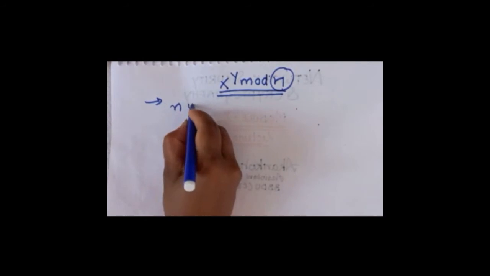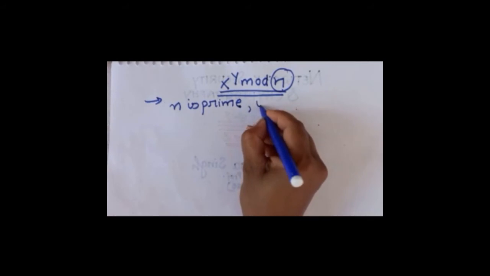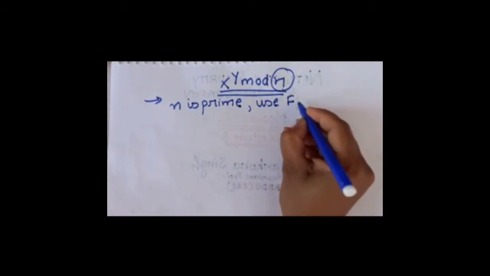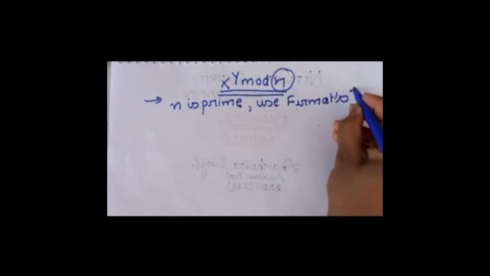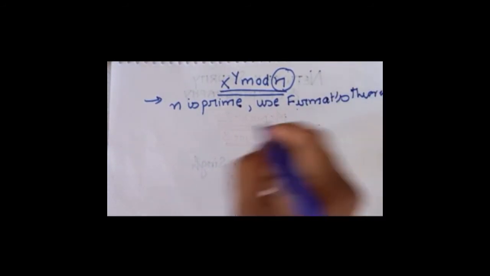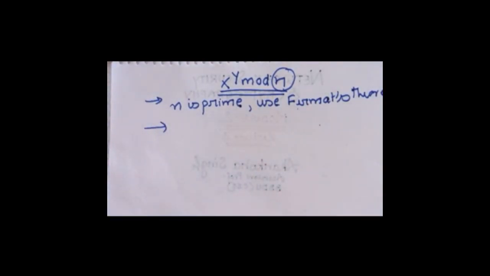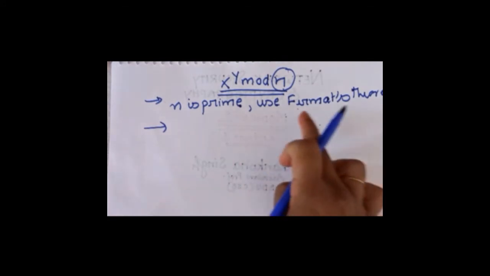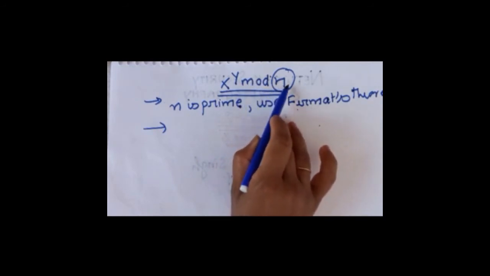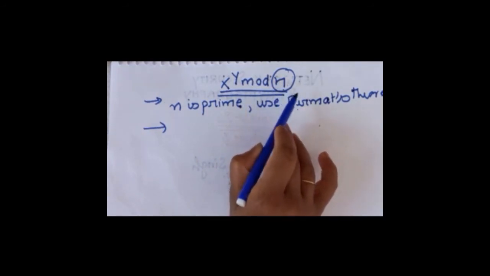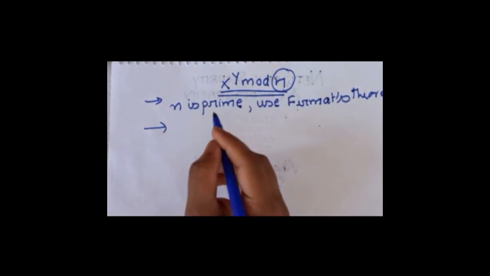If your n is a prime number, you can use one method for finding out the modular exponentiation, which is Fermat's theorem. I'll be discussing this theorem in my next lecture, so stay tuned for watching what Fermat's theorem is. For now, just understand in simple terms, if x to the power y mod n, here if n is a prime number, you can simply use Fermat's theorem, which is just a very short trick for finding out modular exponentiation.